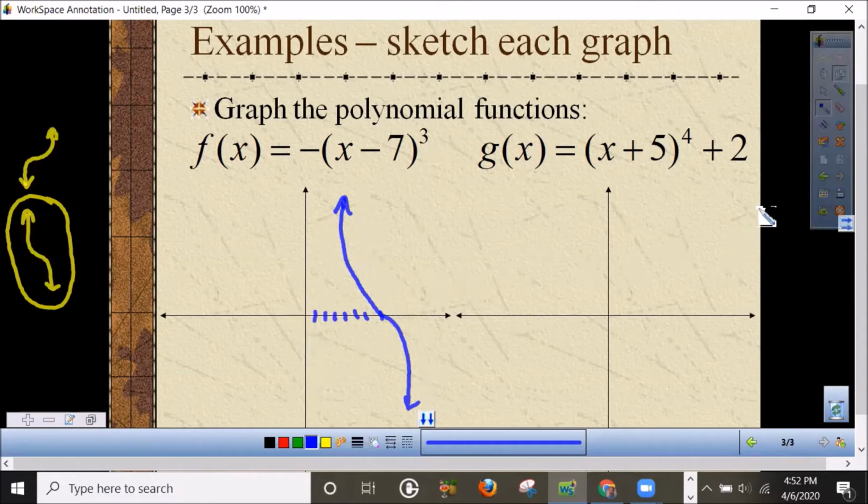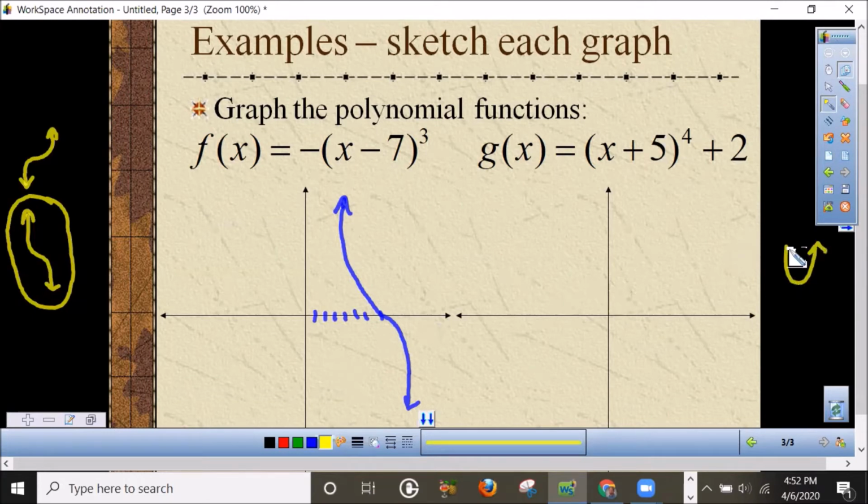Let's focus on g of x. It's quantity x plus 5 to the fourth power plus 2. Well, an x to the fourth power graph is either a U shape that opens upward or a U shape that opens downward. Well, when I look in front of that quantity to the fourth power, I don't see any negative sign here. It's not being reflected upside down, so it's a U shape that opens upward.